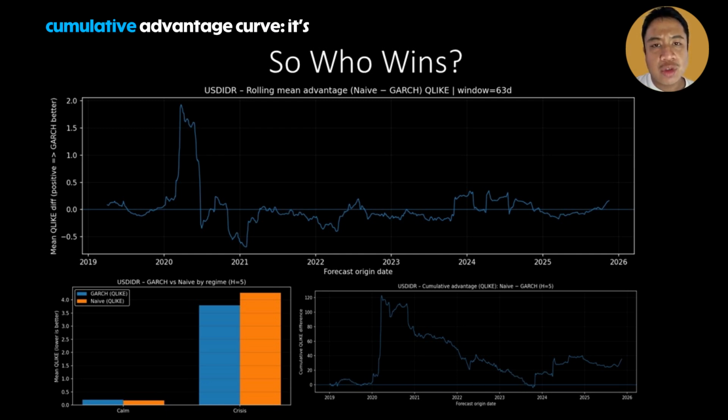Next, look at the cumulative advantage curve. It's the running sum of naive minus GARCH QLIKE. If the curve goes up, GARCH is adding value. We see a big jump around the crisis. That's where GARCH earns most of its edge. Then performance can flatten or even give back some edge in later years, which is normal. Markets change, regimes shift, and models are never permanently superior.